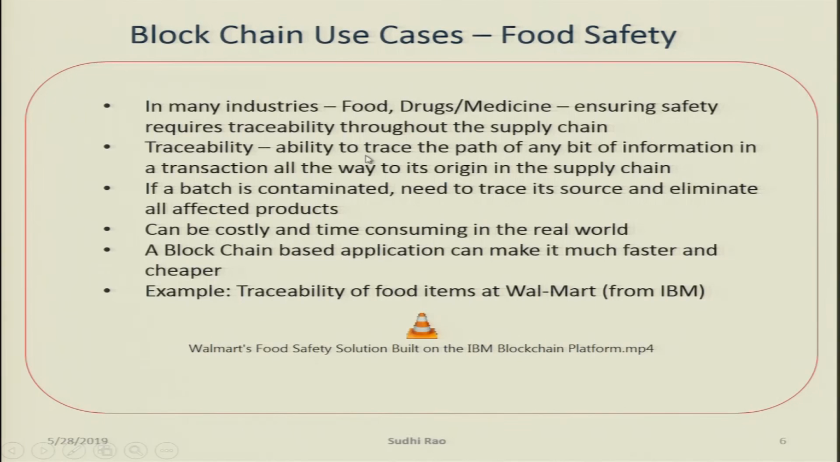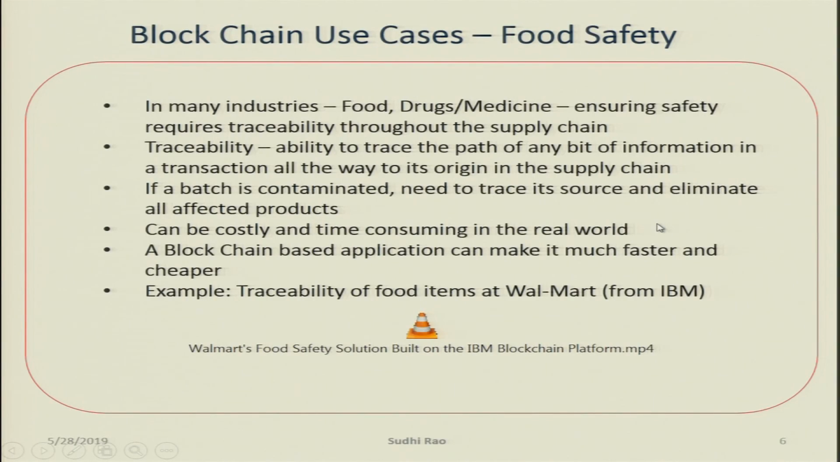If I notice that this bunch of grapes had a very high level of pesticides, with good traceability I should be able to trace it back all the way to which farm, which farmer, which grower it came from. If a batch is contaminated, we need to trace its stores and eliminate all affected products, and more importantly, it also helps us in making sure that it does not recur again.